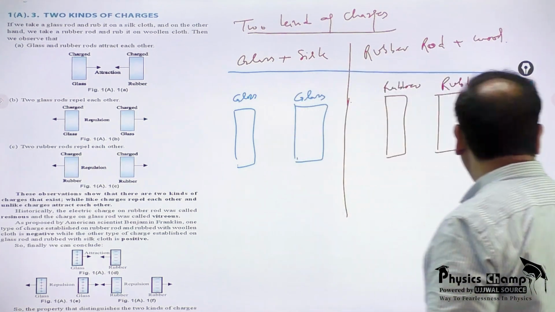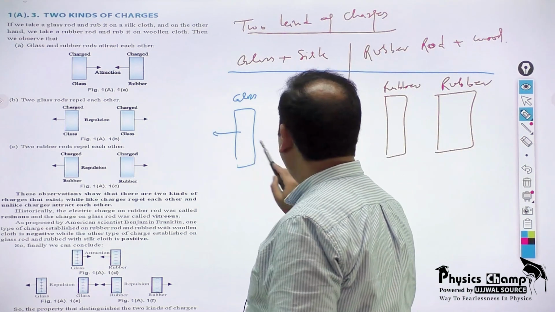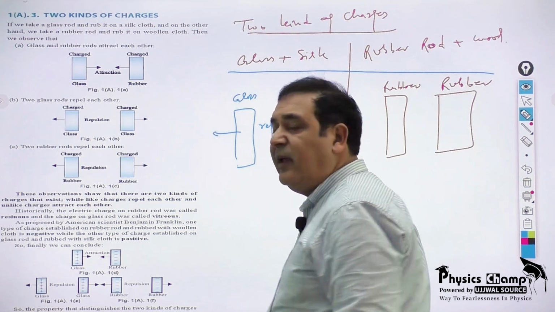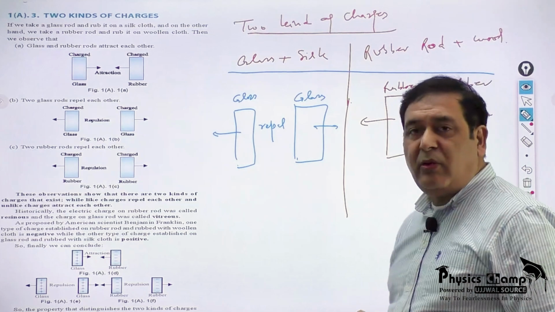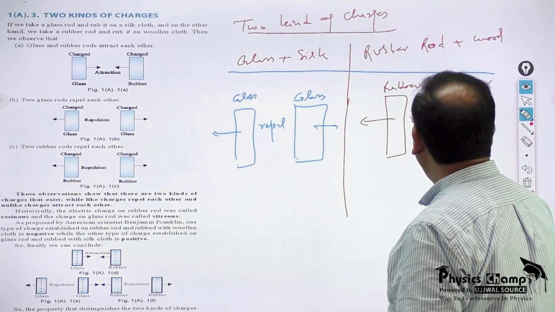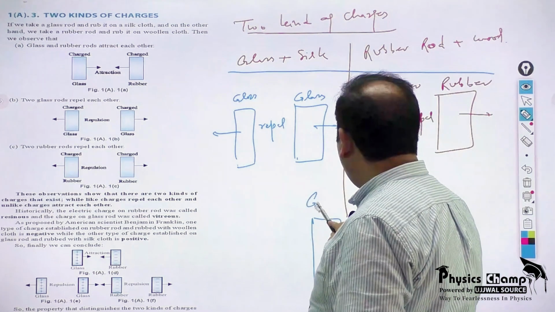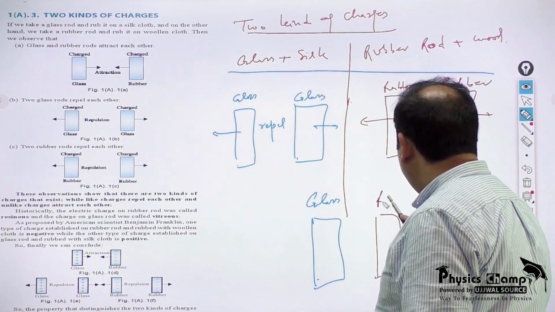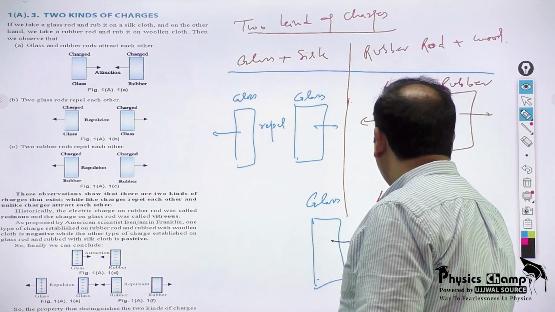If the two glass rods are brought close, we can say they are repelling each other. So there is a force of repulsion. Similarly, two rubber rods, brought close after rubbing separately on wool, are again found to repel each other. In case I bring this glass rod close to this rubber rod, we can say that they are attracting each other.